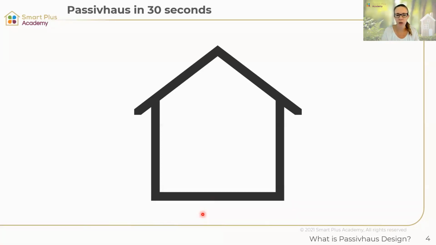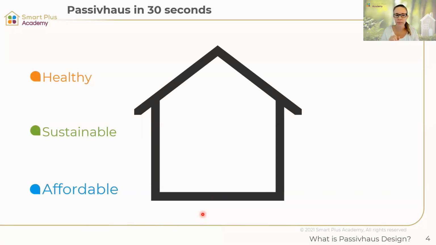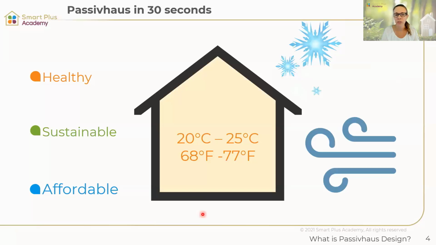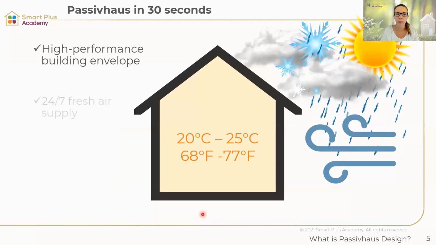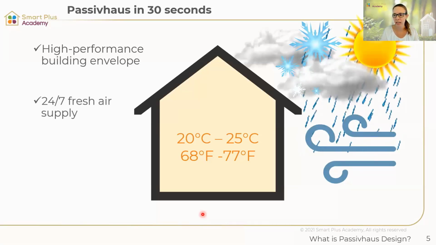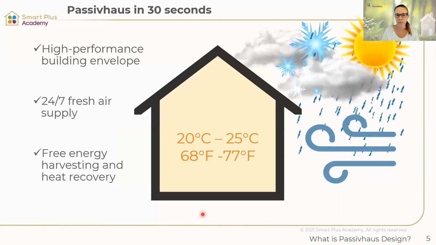So what is Passivhaus doing? Passivhaus is creating healthy, sustainable, and affordable buildings. And while the outdoor environment is consistently changing, the indoor environment stays constant at 20 to 25 degrees. How is Passivhaus doing this? Passivhaus is creating a high-performance building envelope. It supplies us with fresh air 24/7, and it uses free energy harvesting and heat recovery. Okay, so this is our Passivhaus in a nutshell.